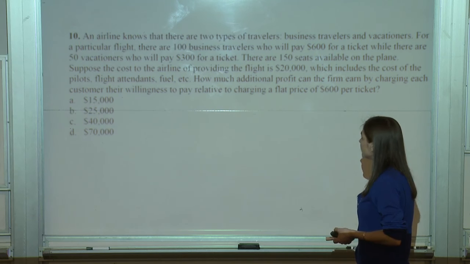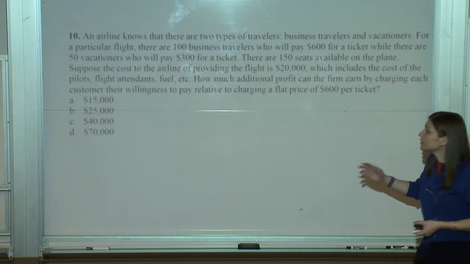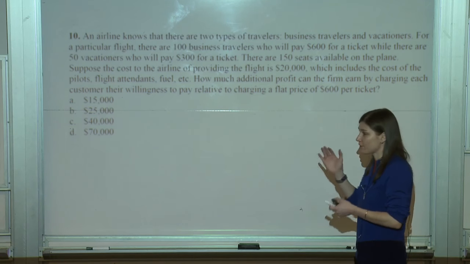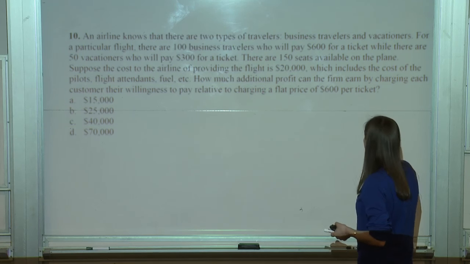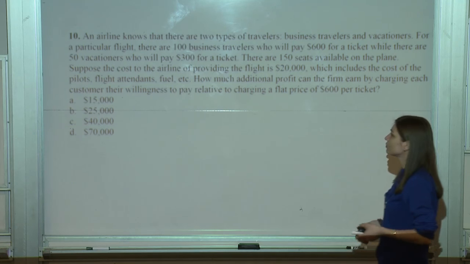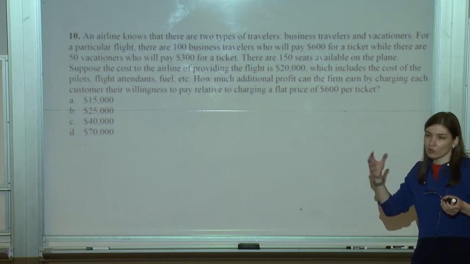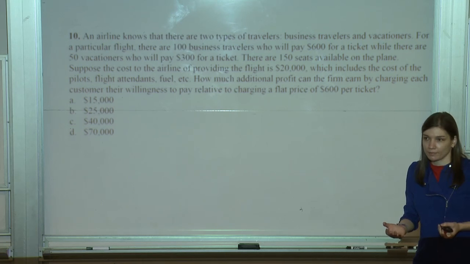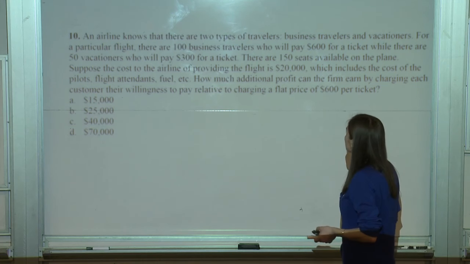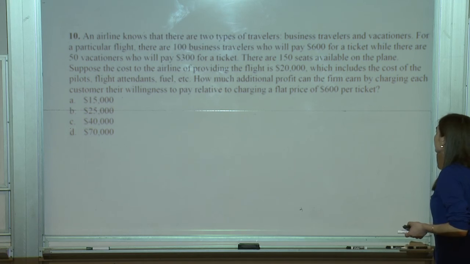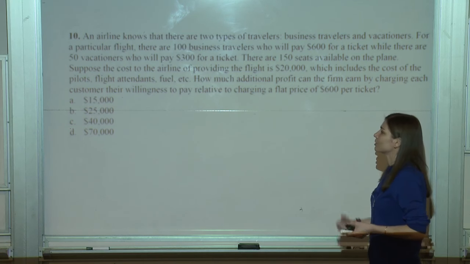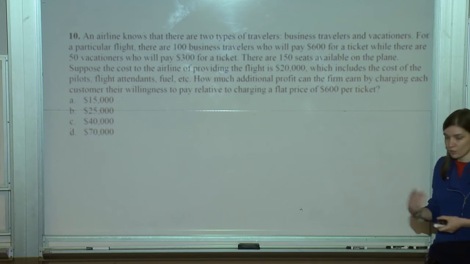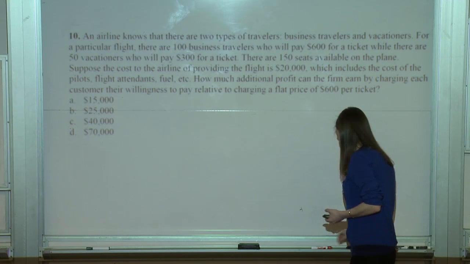All right, the cost to the airline of providing the flight is $20,000, and this is kind of fixed. So it doesn't really depend on how many passengers are there. It includes the cost of pilots, flight attendants, fuel, etc. Basically, no matter how many people are in the plane, they're still going to pay the 20,000 only. All right? How much additional profit can the firm earn by charging each customer their willingness to pay relative to charging a flat price of 600? What's the additional profit that they can get?